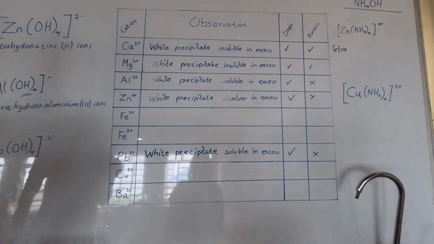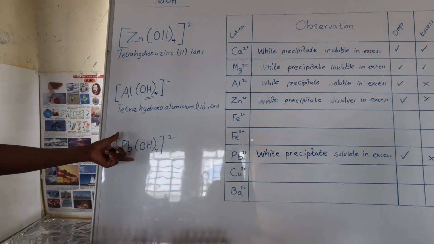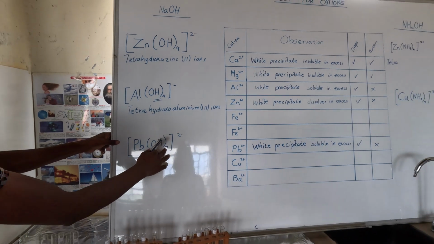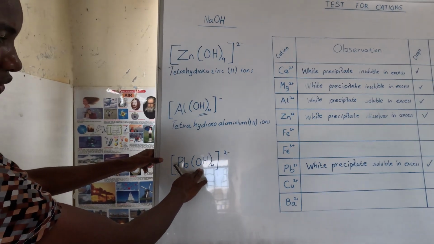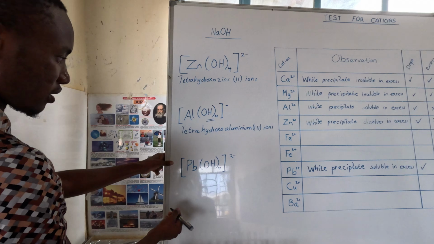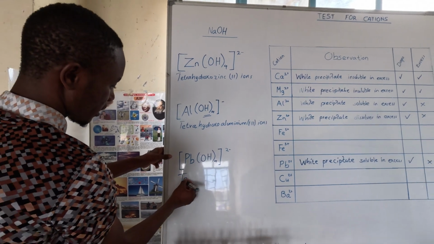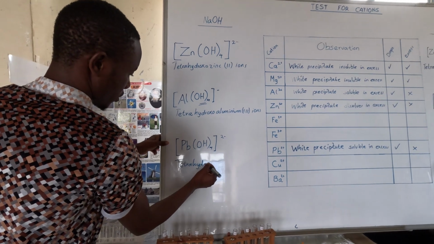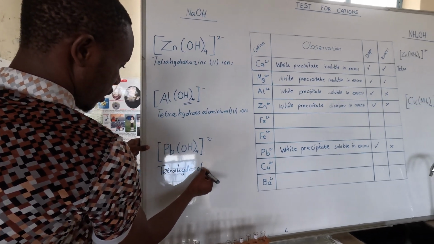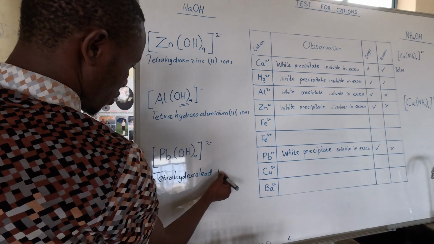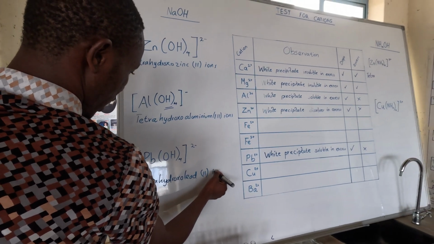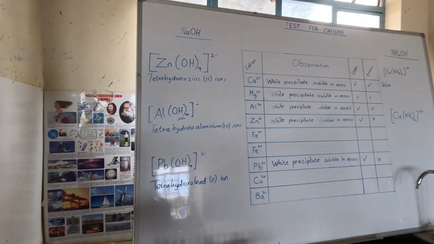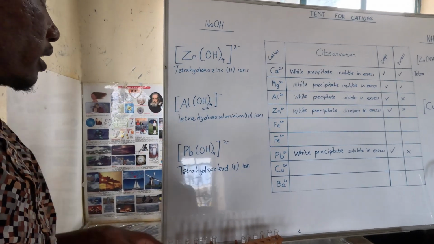Again, same trend, due to the formation of a complex ion. 4 is tetra. This is hydroxo lead 2 ion. So the name is tetrahydroxo lead 2 ion. So these are the complex ions that are formed when we are using sodium hydroxide.